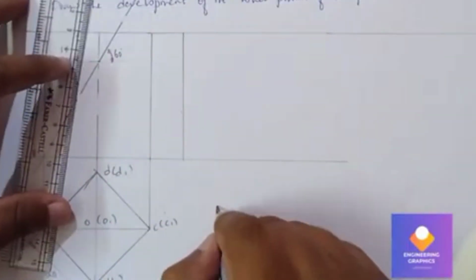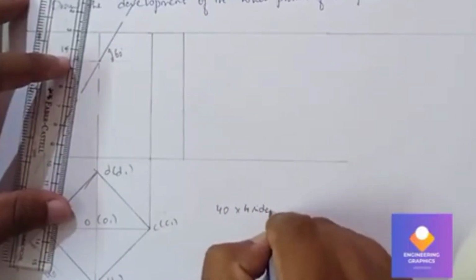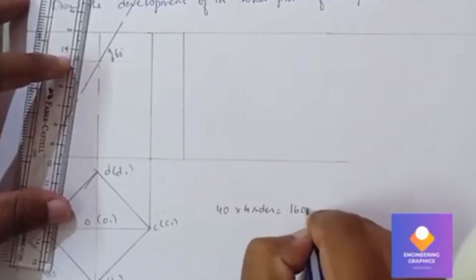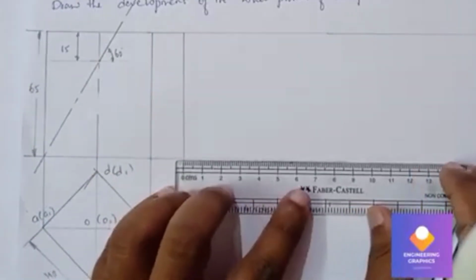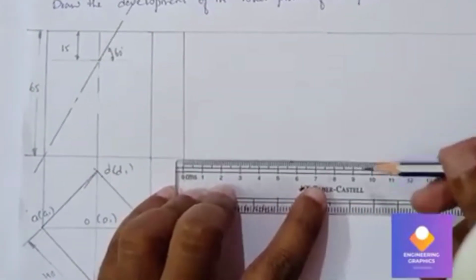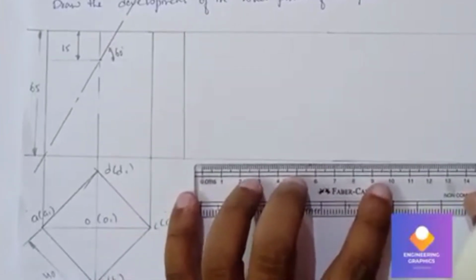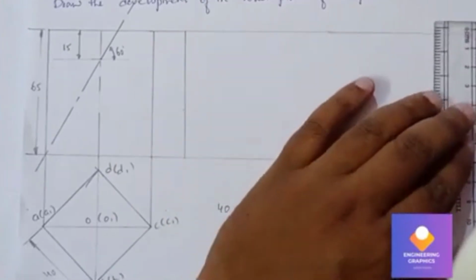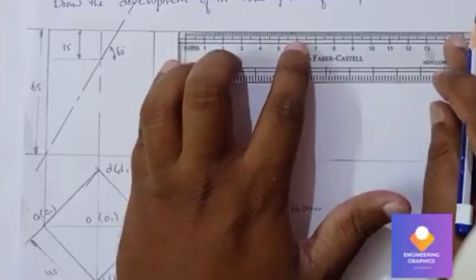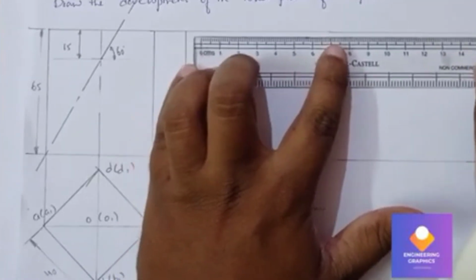Okay, so here the base edge we have is 40 mm, and it has 4 sides, so the total is exactly 160 mm. We need to extend the total length to 160. So 15 centimeter means 150, plus another 10 mm, so we need to extend it and it will become 160. Here at this exact point we need to mark the exact points, 15 mm on the top side also, and then 10.